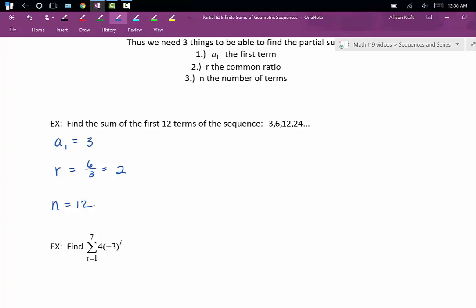Let's plug it into our formula. S sub 12 is equal to 3 times 1 minus 2 to the 12th, all that divided by 1 minus 2. Plug that into your calculator. We're going to get that the sum of the first 12 terms of the sequence is 12,285.